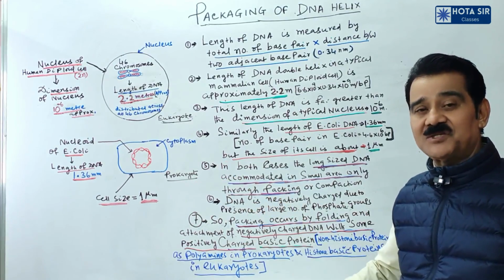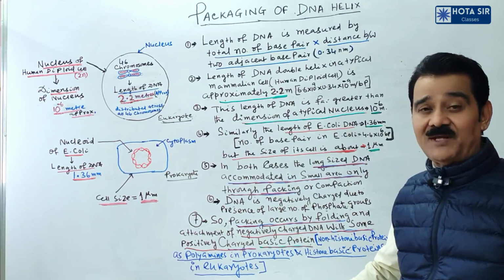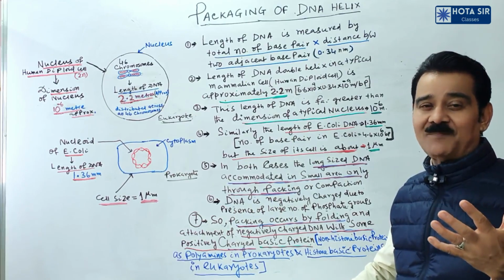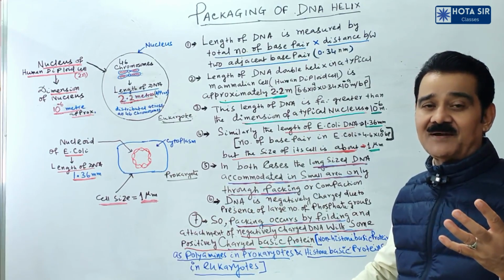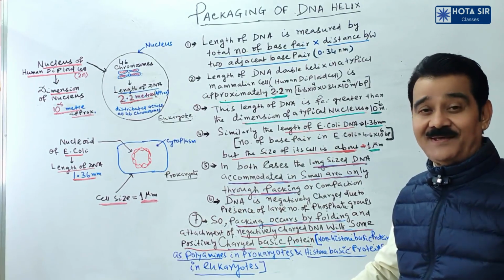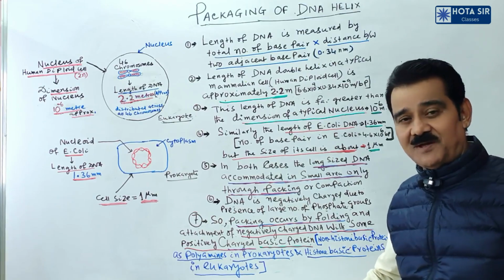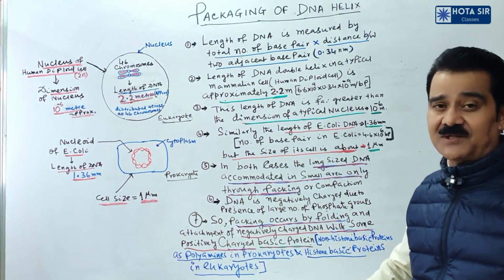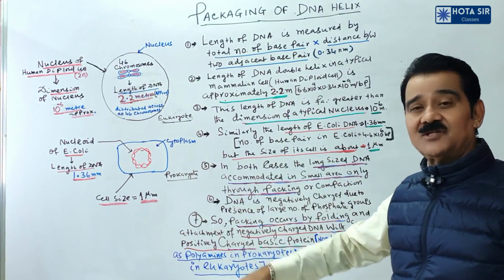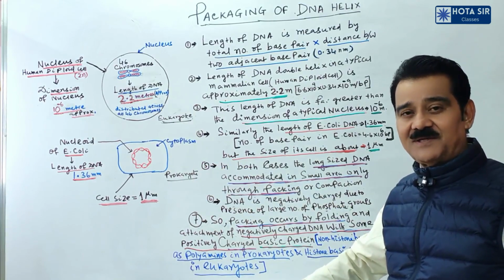And total number of base pairs, you should remember. Can you tell me anyone from the class? Total number of base pairs in the DNA content of the E. coli is 4.6 into 10 to the power 6 base pairs. So from there, if you do the calculation, it will come as 1.36 millimeter length of the DNA.